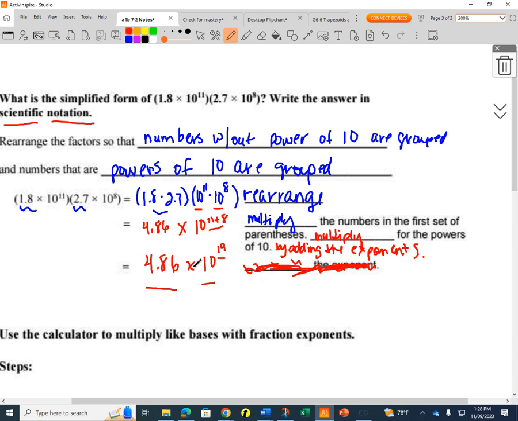So the problem is sometimes when you multiply them, they might not be in scientific notation. So we're going to look at number 40.